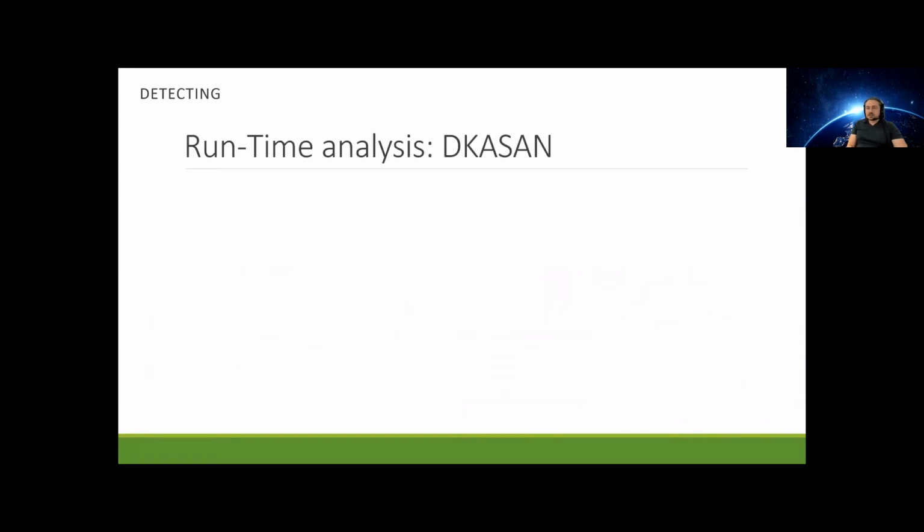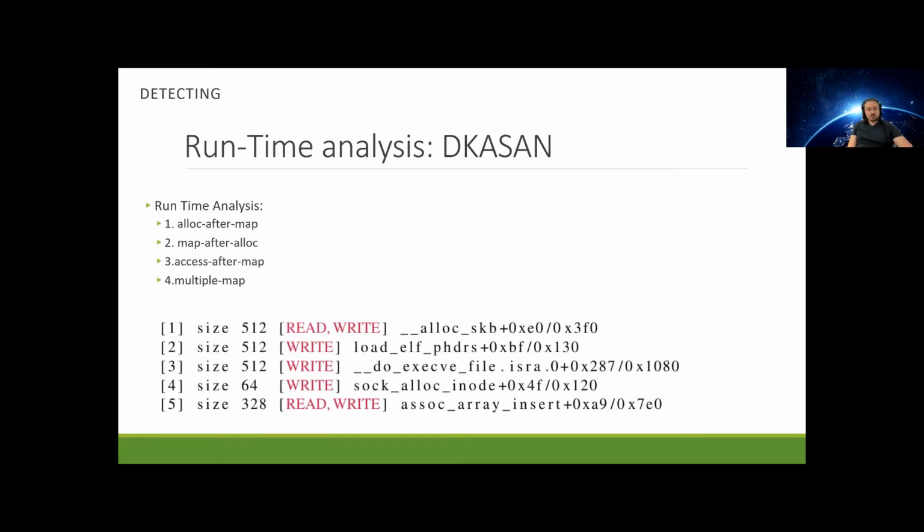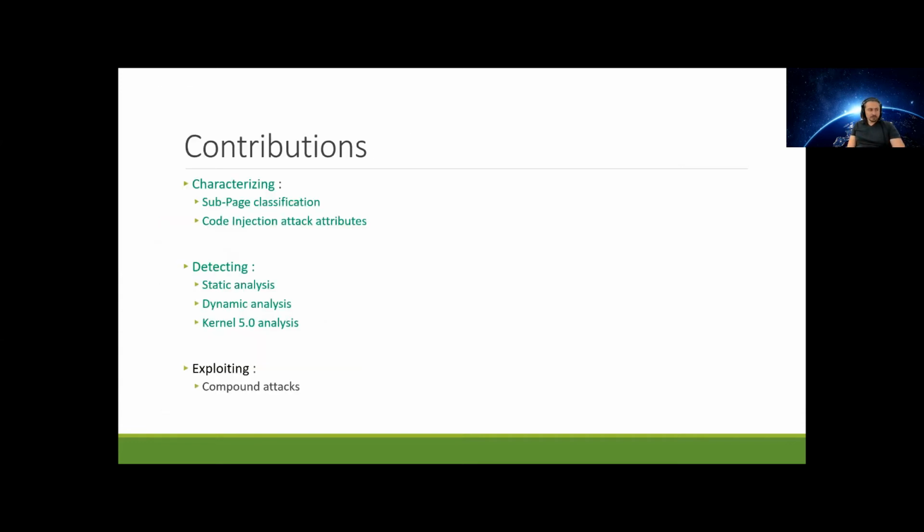Second, we have DKSAN. It's a runtime analysis used on a kernel address sanitizer, and you can read more about it in our work. It provides these four types of vulnerabilities where a buffer is mapped randomly, in essence, and you find multiple examples of non-IO buffers being exposed. Both tools are open source. You can find them on GitHub.